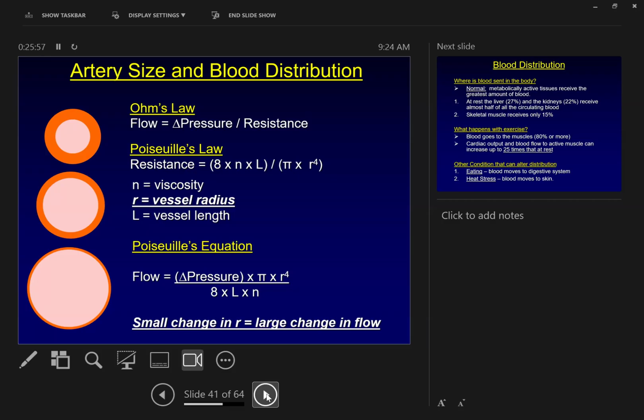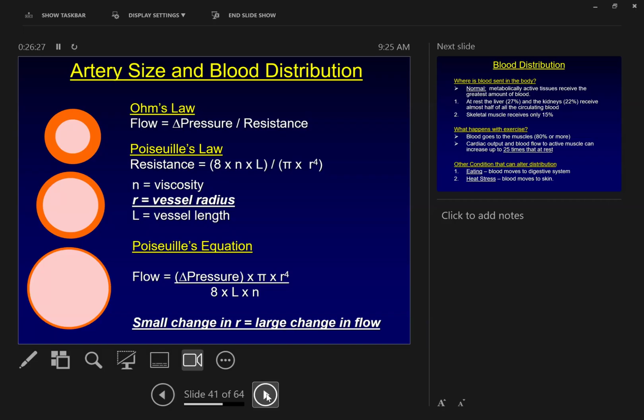So basically, resistance is equal to some number divided by pi, which is constant, multiplied by radius to the 4th power. So the big thing that affects resistance to flow that goes into our top equation is the radius. So vessel diameter, or vessel radius, is the primary determinant of resistance to flow. Okay?